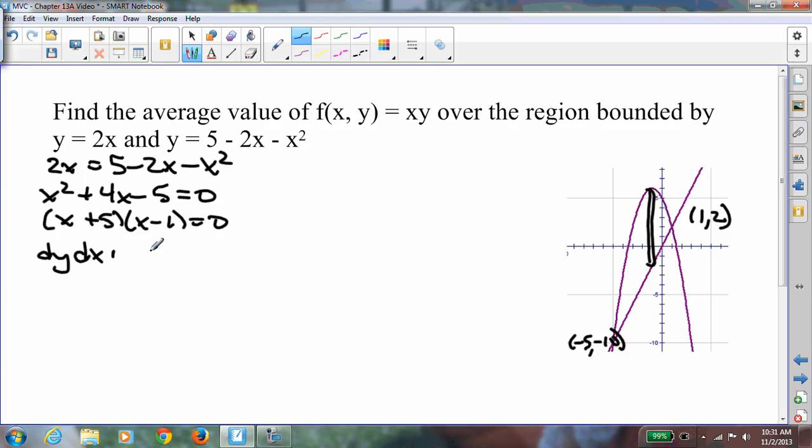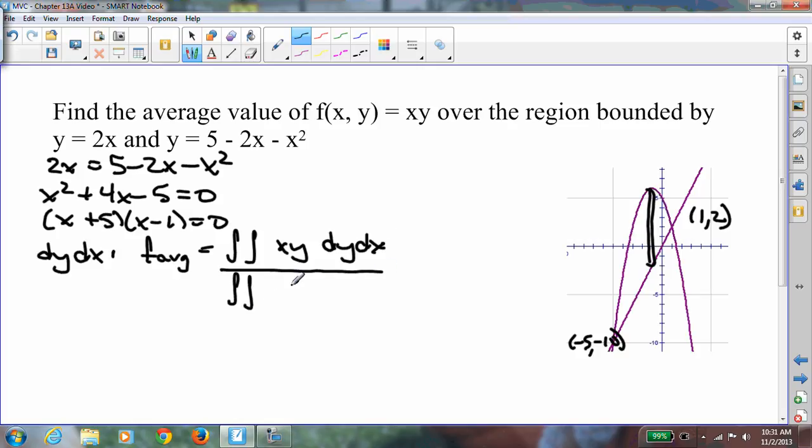So our average value formula is the integral over the region of xy dy dx, divided by the area of the same region. So for the area, we're going to put in a 1 for the integrand, dy and dx. Now technically that finds volume of height 1 for the solid, but numerically it's going to give us the same value as if we were to do area.